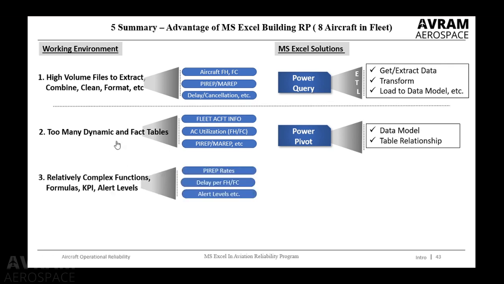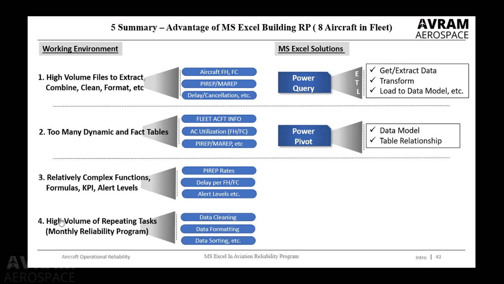Number 3, relatively complex functions, formulas, KPIs, alert levels, PIREP rates, delay per flight hour, per flight cycles, alert levels. Number 4, connected with 3 and even with 2 and 1, high volume of repeating tasks, especially if we are issuing monthly reliability reports. Data cleaning, data formatting, data sorting, etc., etc.